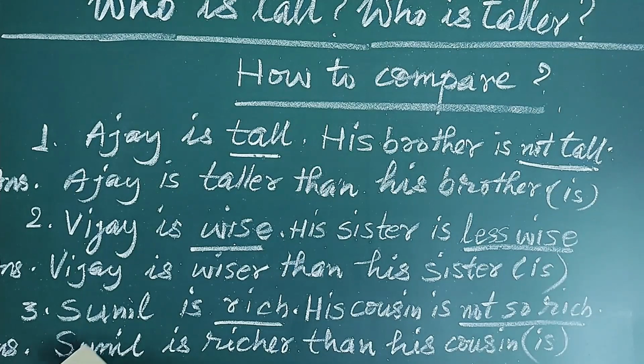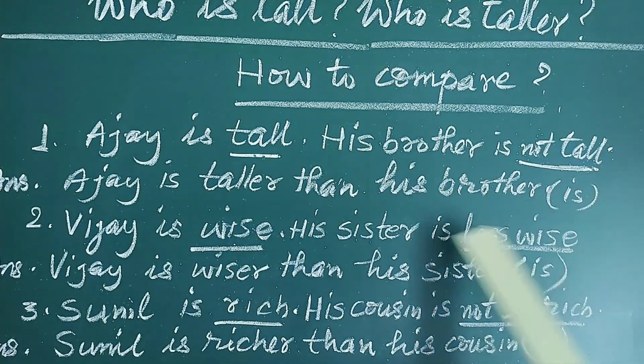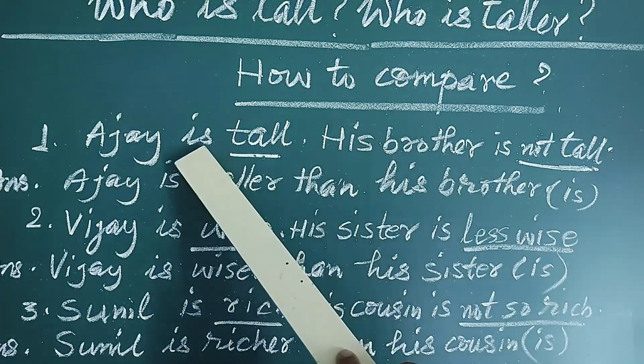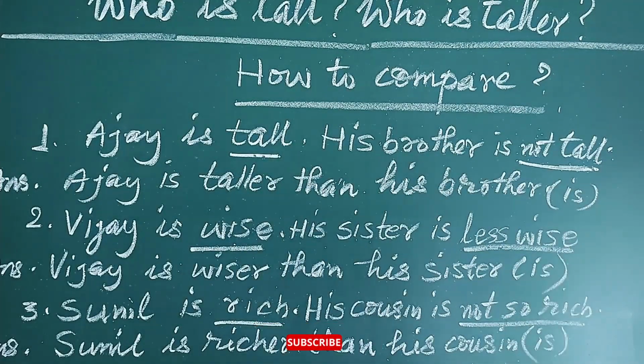Again let us see the third example. Sunil is rich, his cousin is not so rich. Sunil has the greater quality, and compared to Sunil, the cousin has less quality. So we are going to say Sunil is richer than his cousin. Now we should notice we are using the verb is in brackets. That is because, according to the rule, when we combine these two sentences, there are two is written, therefore we show it as one in the brackets.